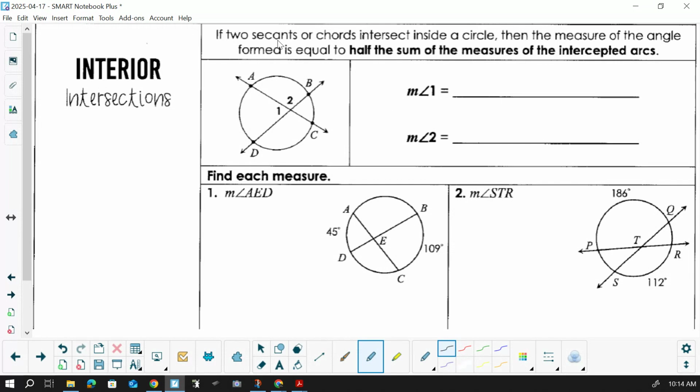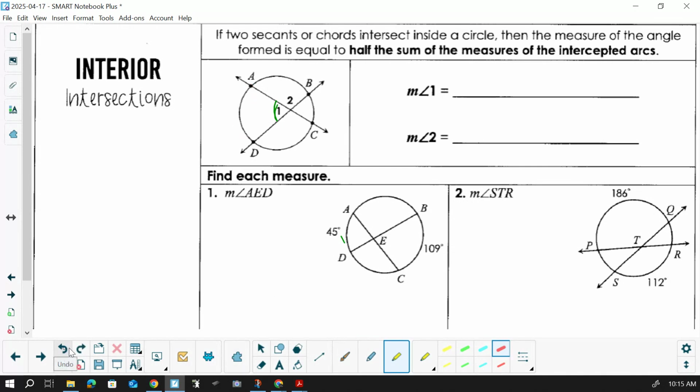If you have two secants or chords, but the key is that they intersect inside of the circle, okay, here's how this is going to work. The angle on the inside, and it could be this one or the one opposite to it, the one that's not labeled here. This angle, like angle 1, is going to be equal to the two arcs that go with it.